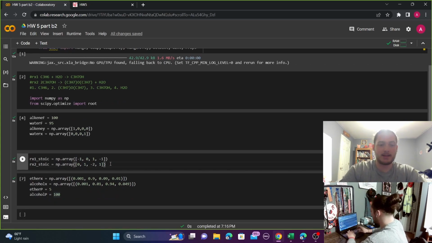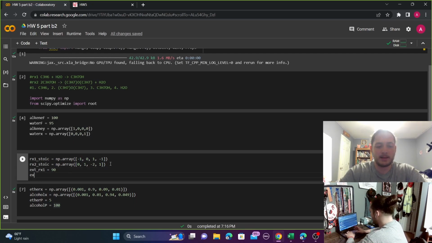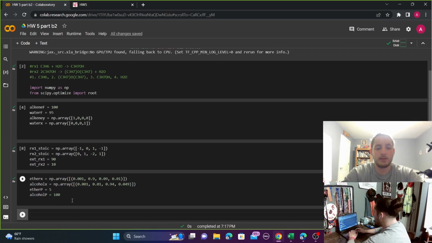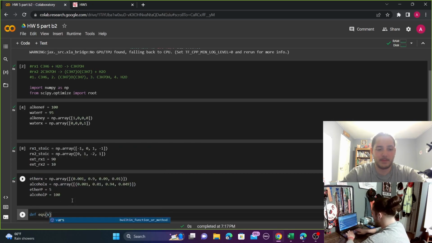I'm going to add this in here. We need to include some initial guesses for the extent of our reaction, so we can label that ext for reaction 1, and we can say that this is equal to 90, and the extent of our reaction 2 is equal to 10. Shift enter. Next we are going to define our function of equations, and we are going to make it of a variable v.